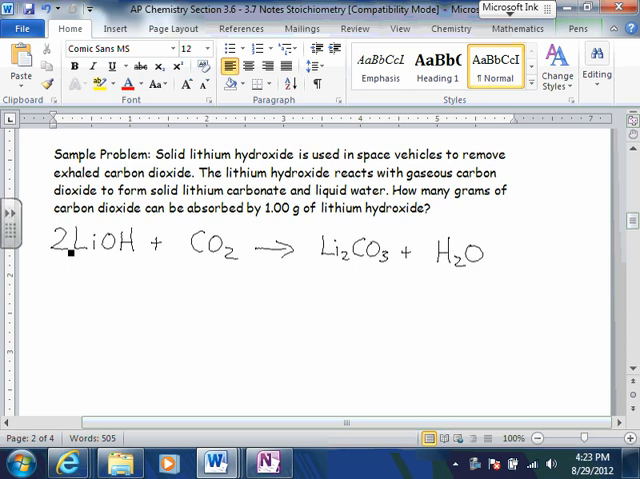Yeah, looks like it does. So that's all we had to do on that one to balance it. Pretty easy to balance. Now we've got 1.00 grams of lithium hydroxide, and we want to know how many grams of carbon dioxide can be absorbed by 1 gram. Alright, so we've got to go from grams to moles here so that we can compare the two.